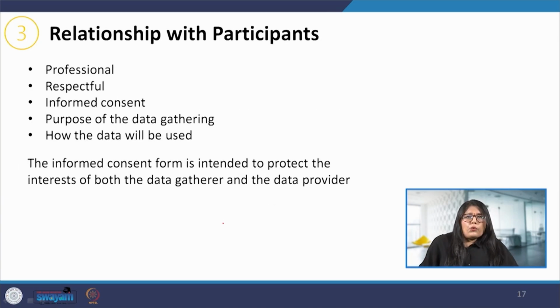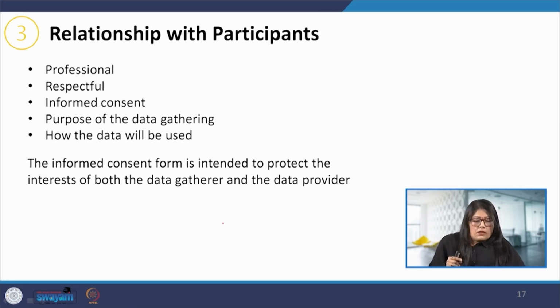The third important point is the relationship of the researcher with the participant. Now, this is the relationship between the person who is conducting the interview and the person who is being interviewed or interacted with. It is very important that the researcher should ensure that this relationship is very clear and professional, and this understanding will help to clarify the nature of the study.